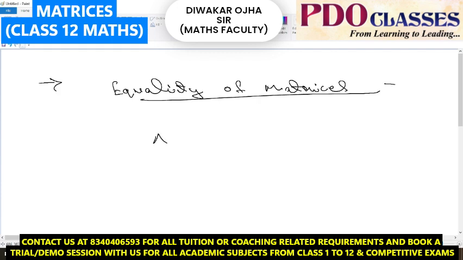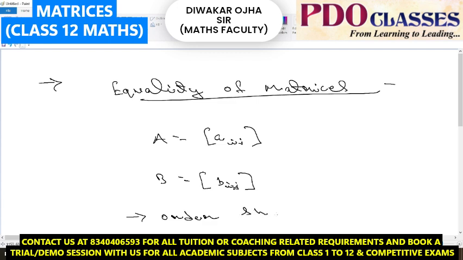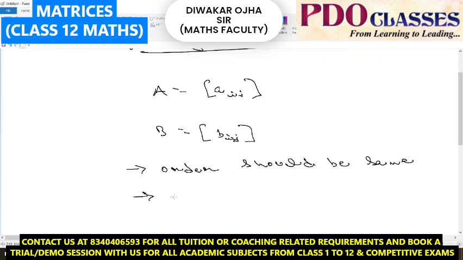Equality of matrices. When we say that two matrices are equal, suppose this is A equal to Aij of any order, and this is B equal to Bij of any order. We can say they are equal only when the first criterion is met: the order should be the same. That is the first thing that we have to observe. The next is that corresponding elements are equal.